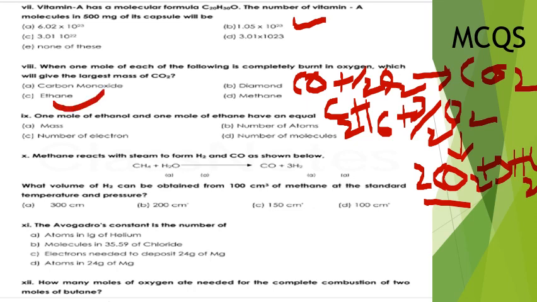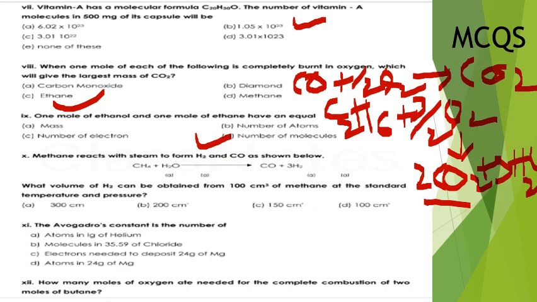The next one is, 1 mole of ethanol and 1 mole of ethane have an equal what? Each of them is 1 mole. So 1 mole means whatever the mass they will carry, it will be equal to 6.02 × 10^23 molecules, as they are both different compounds. So the answer D is correct. They don't have the same mass, they don't have the same number of atoms in them, they don't have an equal number of electrons in them, but they have the number of molecules equal.